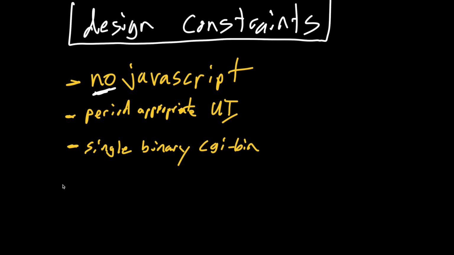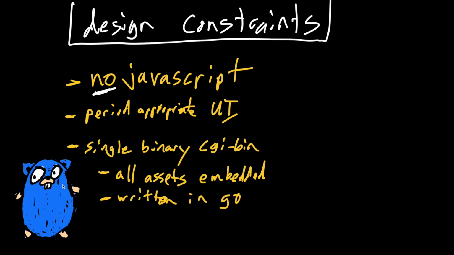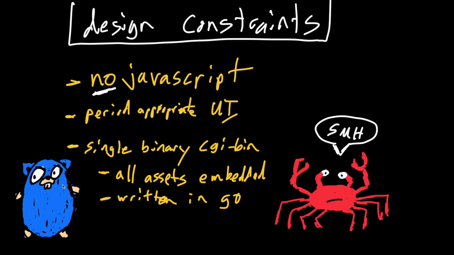Another constraint is that it's a single binary CGI bin. This means that the entire CGI script is a single executable file, but this also means that all assets will be embedded inside of the single executable. That means image files, HTML, everything involved in the project will be in a single executable. For me, this means that it will be written in Go, because that's a language I feel productive in, which also means that this project will never quite be good enough for a dedicated Rust developer.